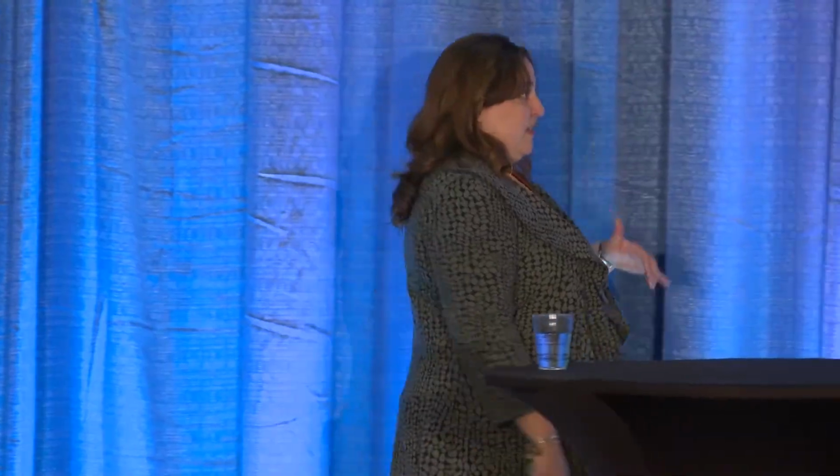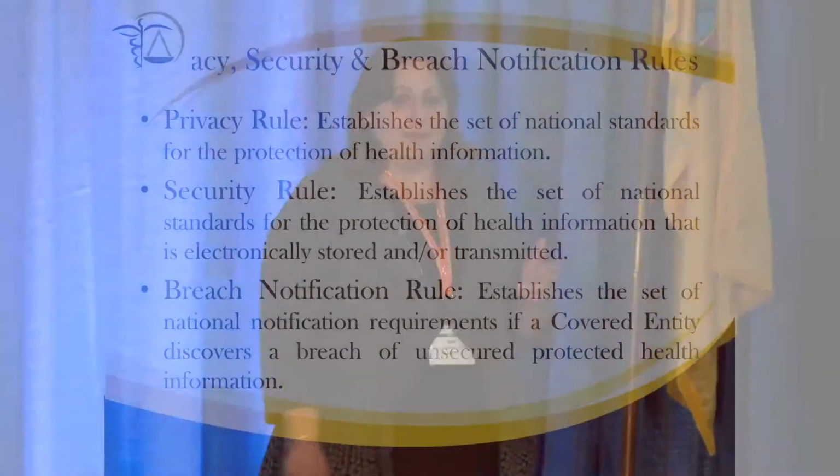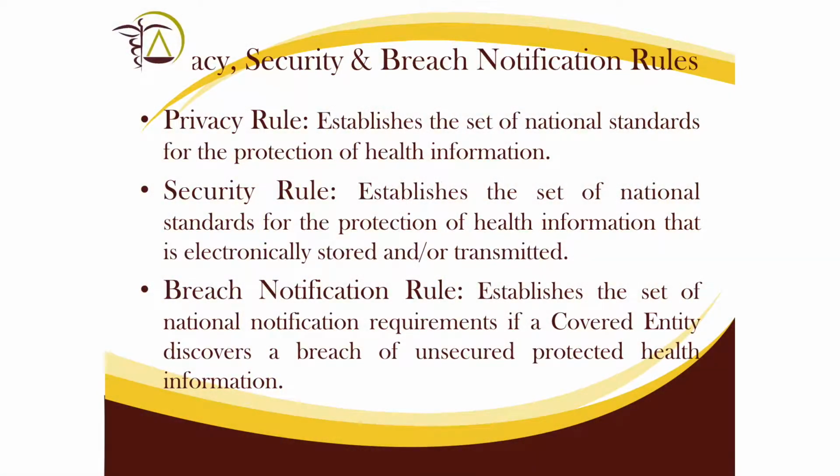Now, the privacy, security, and breach notification rules were originally 3 separate rules. Privacy establishes the set of national standards for protection of patient health information. The security rule establishes the standards for protection of that health information that's stored electronically or transmitted electronically.